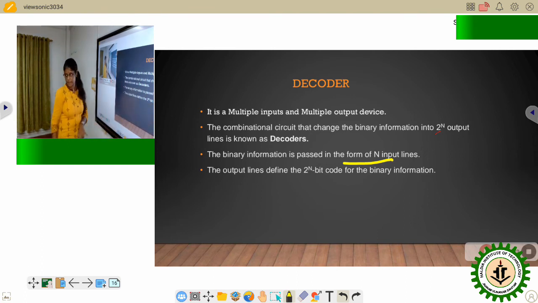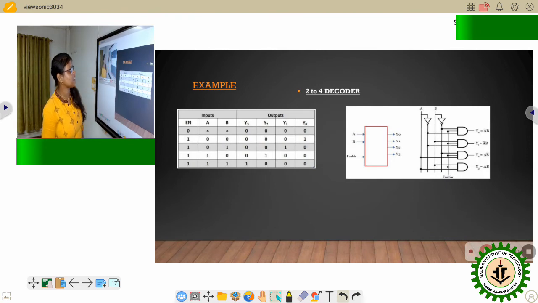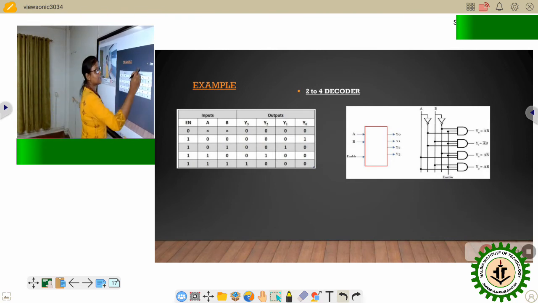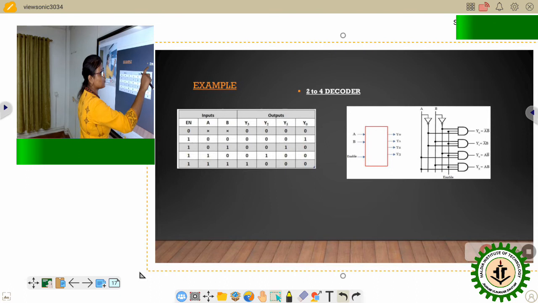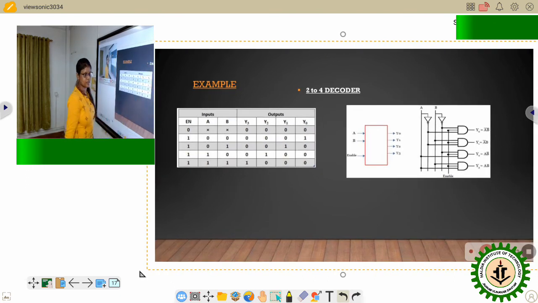I am giving an example for the decoder, that is 2 to 4 decoder. We are giving 2 inputs and getting 4 outputs, that is 2 to the power 2, which is 4. In this circuit, we are giving the 2 inputs A and B. Now we are getting 4 outputs, that is Y0, Y1, Y2 and Y3.